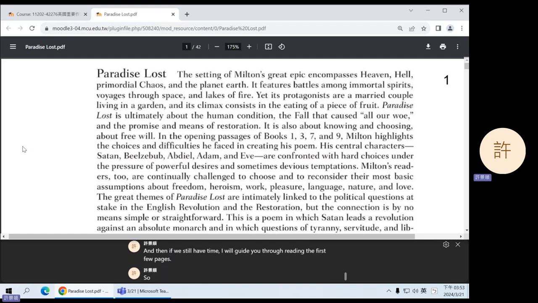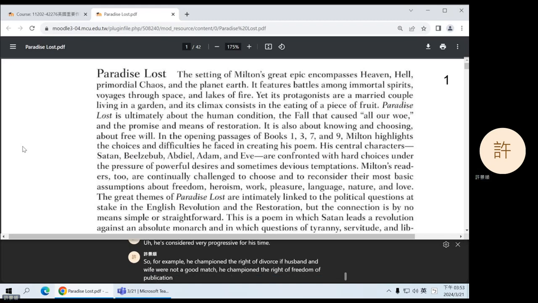So, John Milton. Milton is a very strange guy. He's considered very progressive for his time. For example, he championed the right of divorce if husband and wife were not a good match. He championed the right of freedom of publication, despite the fact that there was no real democracy at the time.